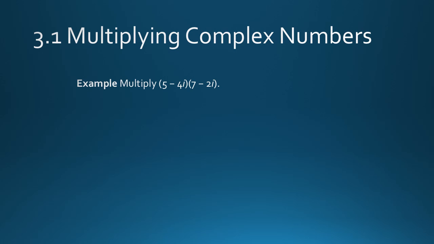Multiplying is going to work very much like binomial multiplication works. We're going to use FOIL on this. And the other thing you need to remember is that when you multiply i times i, you get i squared, and i squared equals negative 1. Pause the recording, try this problem, and resume the recording to check your answer.